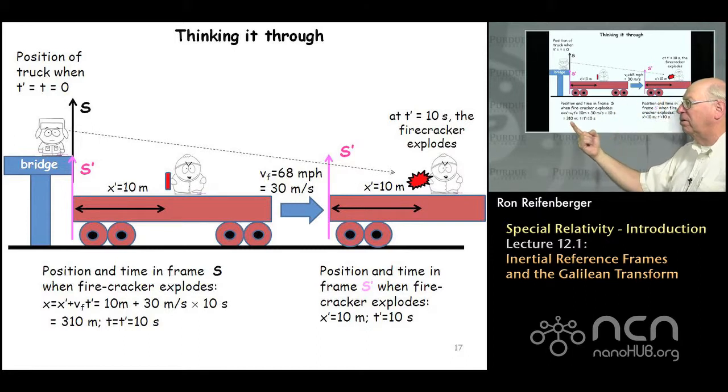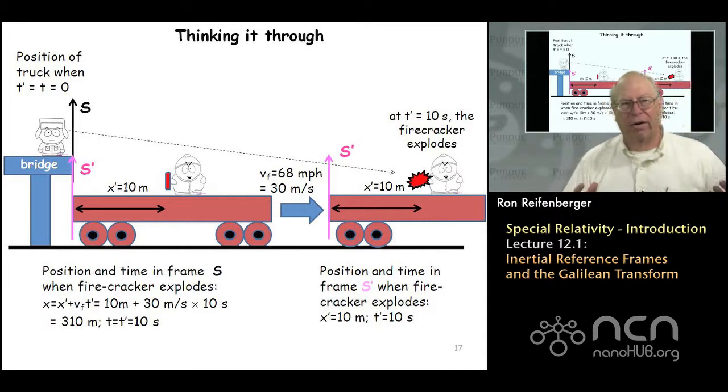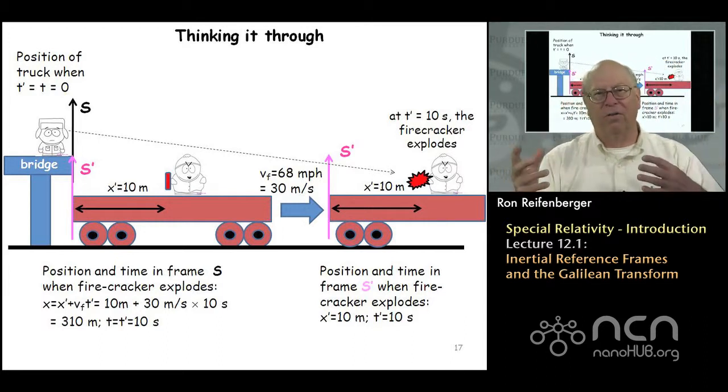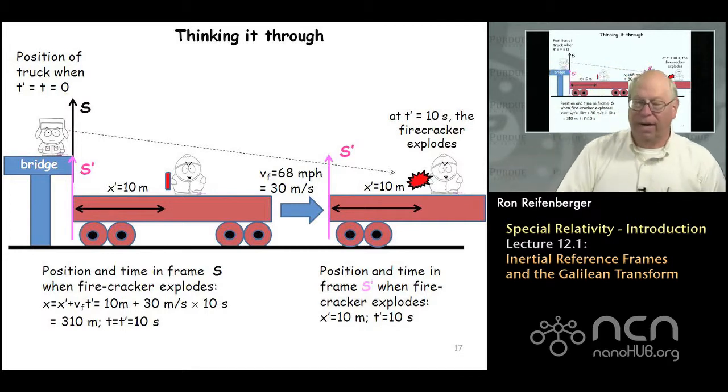And that 310 meters is just given by adding Cartman's value for the point where it exploded plus v sub f t prime, which is the translation of frame S prime with respect to S in the 10 seconds it's taken for the firecracker to explode. So one guy gets 10 meters, the other guy gets 310 meters, so they disagree on where the firecracker exploded, but at least they can take their values and translate them back and forth using this Galilean transform, and they realize there's a consistency between the two independent measurements.